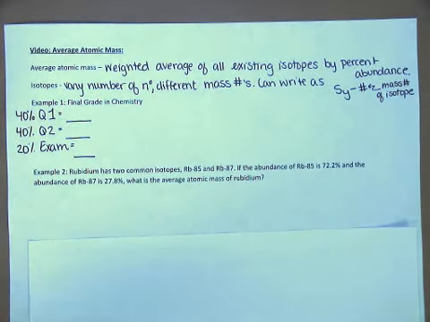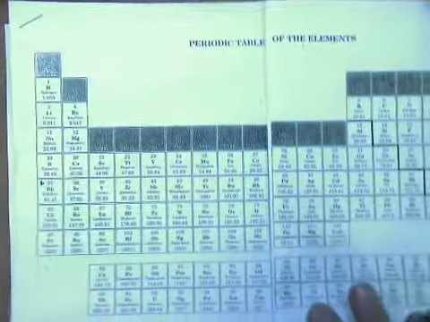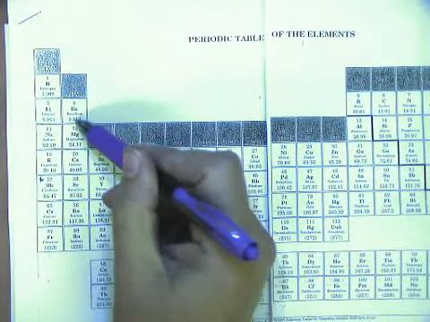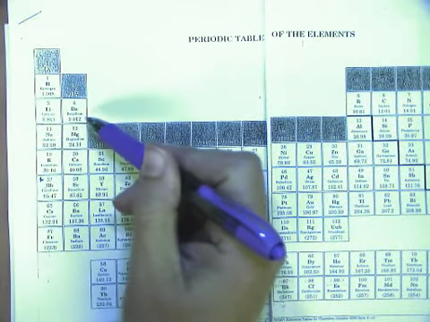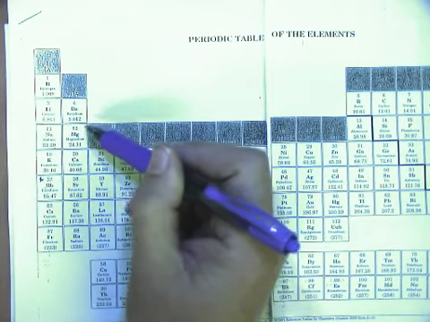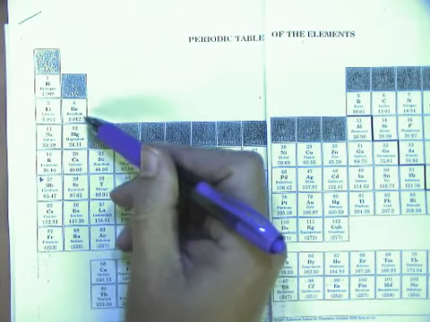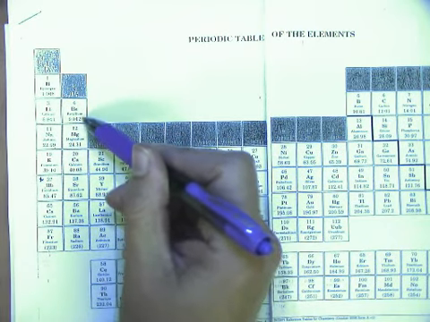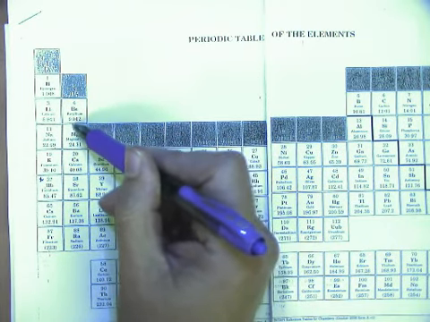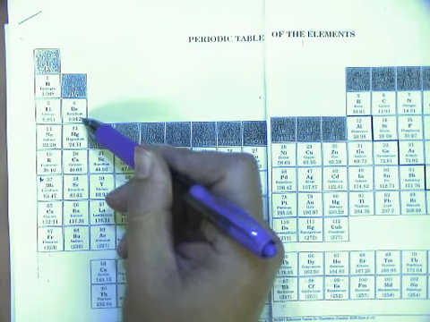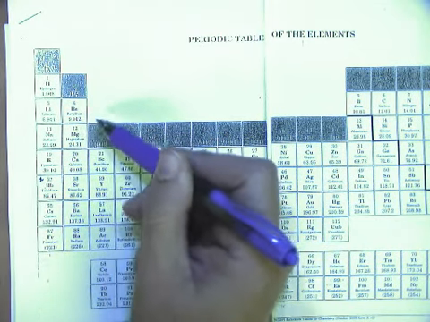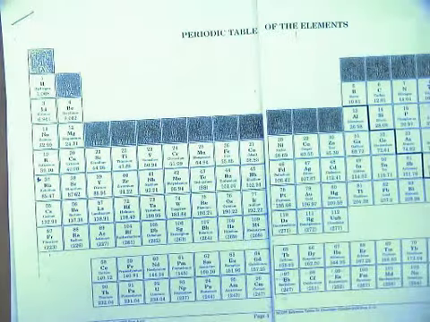This video is on average atomic mass. If we look at the periodic table, we notice that the average mass, or the atomic mass listed for our elements, is a decimal. Now, we've already talked about mass numbers, and those are whole numbers, because a mass number is the number of protons plus neutrons. Here, if I were to look at beryllium, it has a mass of 9.012. Well, I couldn't have part of a proton or neutron, so that means that this number must come from something else. But in fact, it does.